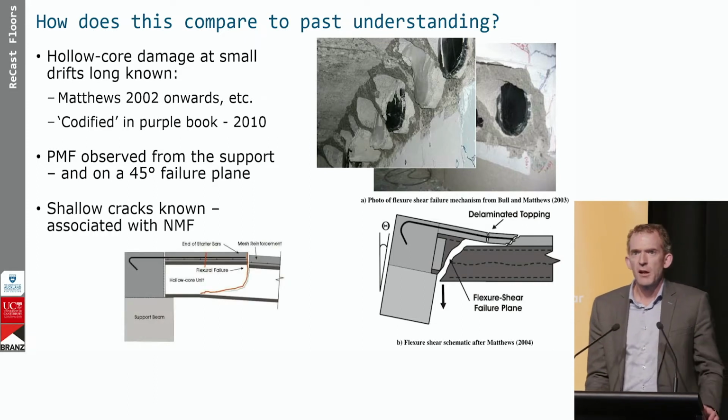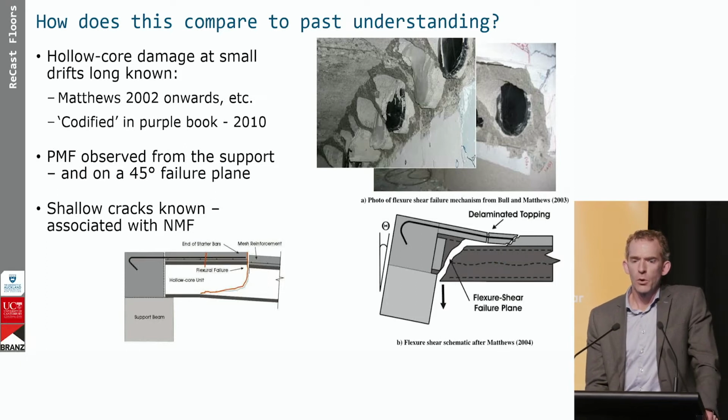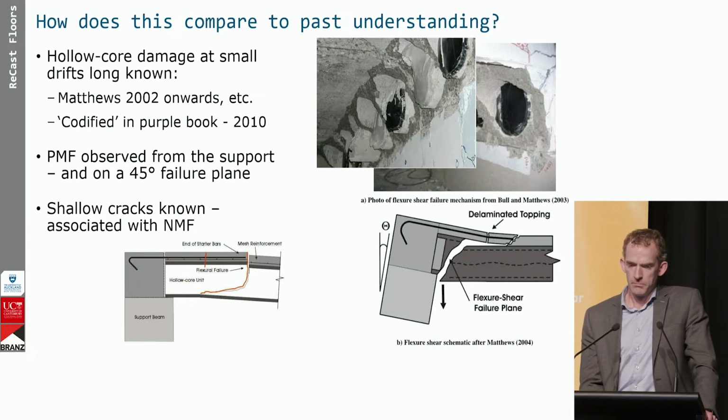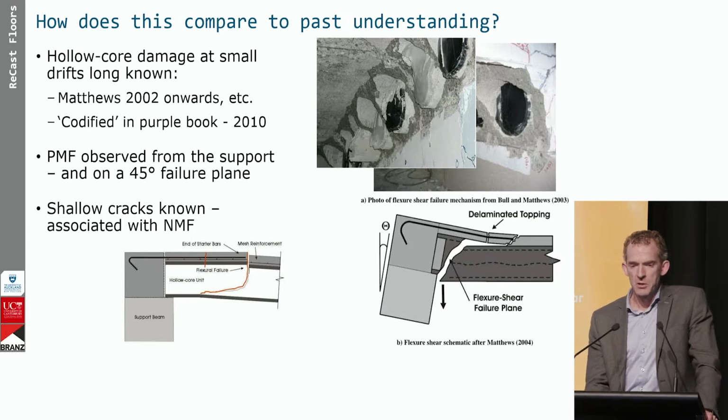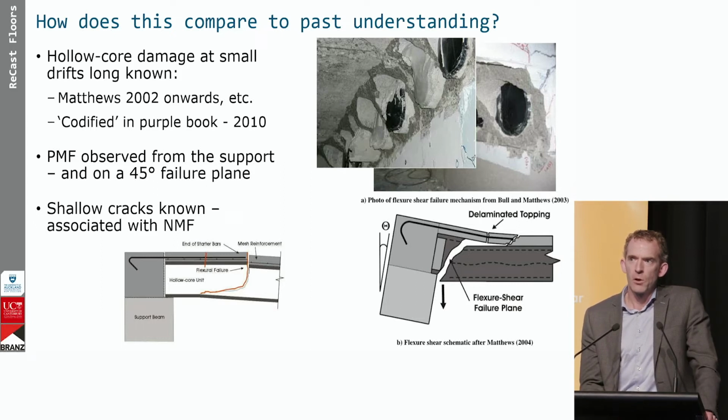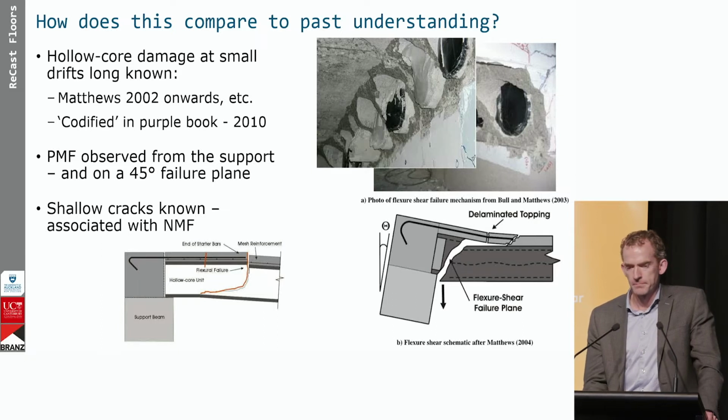The existence of shallow cracks through Hollowcore units has been known for quite some time as well. And so they've been a concern. They've been associated with negative moment failure. And that's really why, for negative moment failure, there's been so much distrust of how you can retrofit it, because the failure plane is so devastating to the integrity of the floor that you're not left with a lot to rely upon.